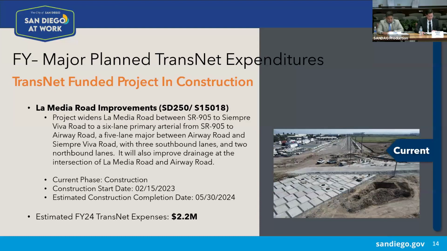The second project, the La Media Road Improvement Project, widens La Media Road between SR 95 and Semper Viva Road to a 6-lane primary arterial from SR 95 to Airway Road, a 5-lane major between Airway Road and Semper Viva Road, with 3 southbound lanes and 2 northbound lanes. It'll also improve drainage at the intersection of La Media and Airway Road.